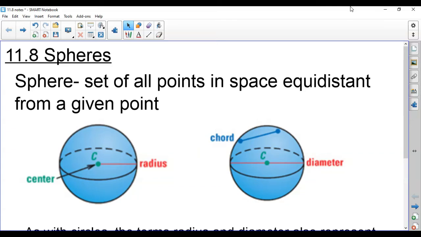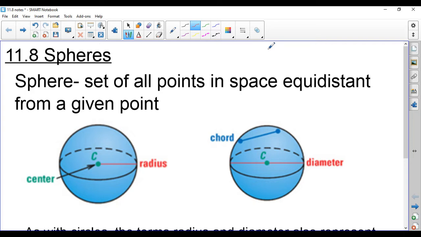We have 2 sections left in chapter 11, and we're going to finish those up today and tomorrow, and then wrap up the end of the year this week. So let's get going with section 11.8, which is spheres. And we're going to go through just some quick notes here.